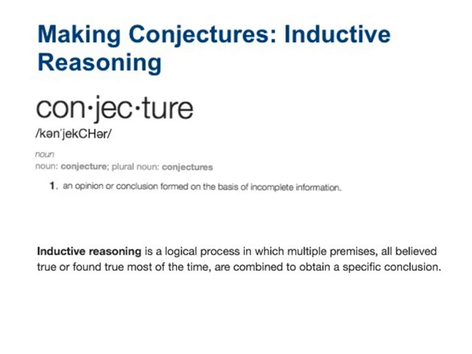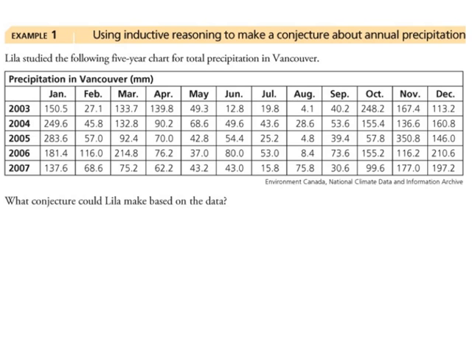Let's take a look at the first example. Leela studied the following 5-year chart for total precipitation in Vancouver. Starting at the year 2003 and finishing in 2007, the precipitation for the months of January, February, up to December was measured in millimeters and put into this table. What conjecture could Leela make based on the data?